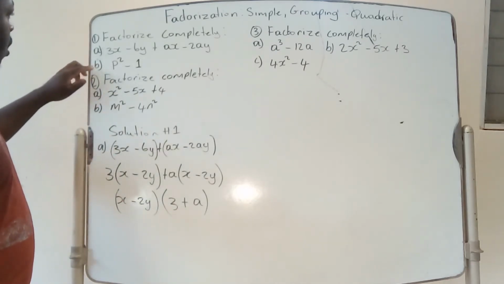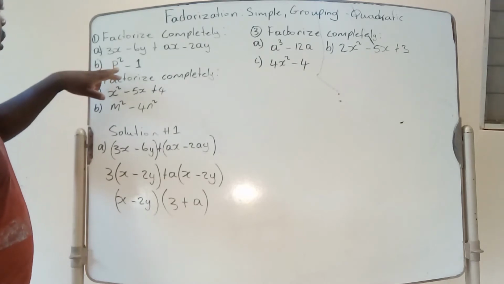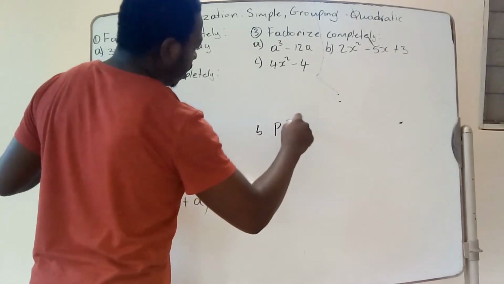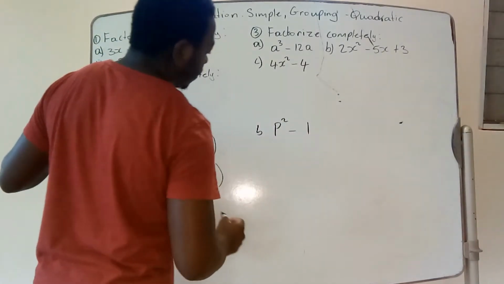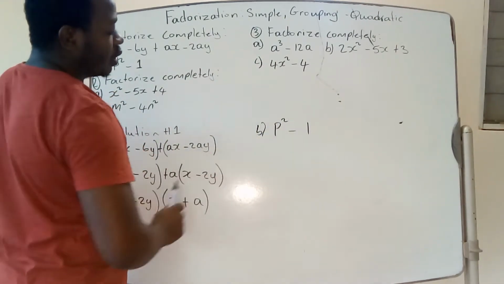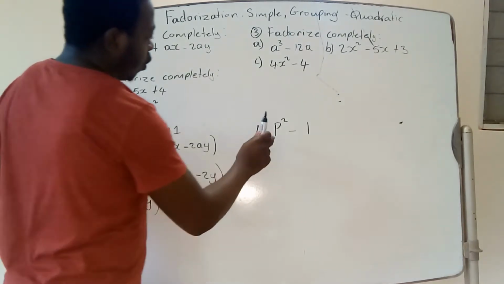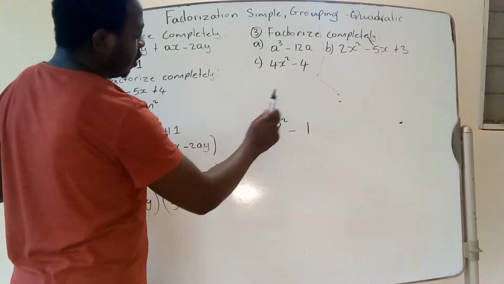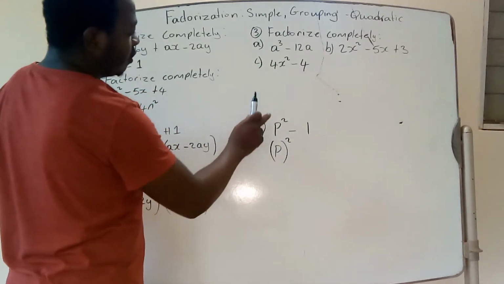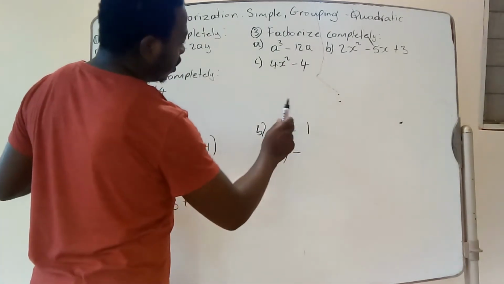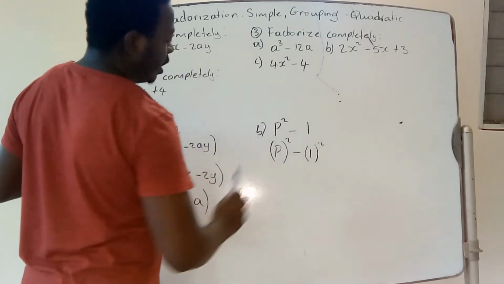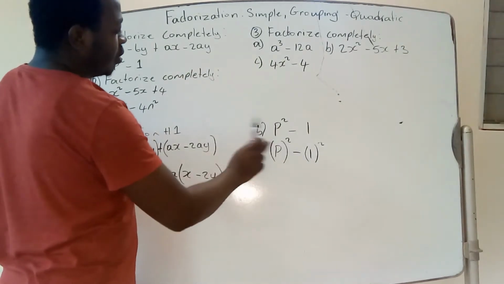Part B. P squared minus 1. So they want us to factorize p squared minus 1. An expression of this kind is called a difference of 2 squares, right? What did they square to get p squared? They square p. So if you have p all squared, that gives you p squared. What did they square to give you 1? If you have 1 all squared, that's just 1, right? So here, we call them a difference of 2 squares.